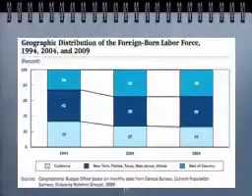So here is a geographic distribution of the foreign-born labor force in 1994, 2004, and 2009. What we do see is that most folks are located in California, but increasingly you're seeing it dispersed outside of California. In 1994, 33% of the foreign-born labor force was located in California. But here we're beginning to see that it's spreading out throughout the country, with 26% of the foreign-born labor force in California in 2009, 39% in New York, Florida, Texas, New Jersey, and Illinois, and 35% in the rest of the country.